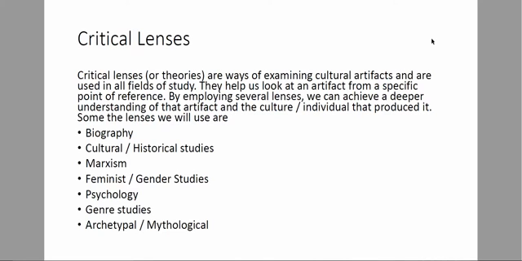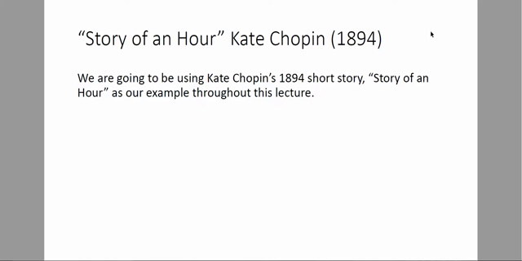So some of the lenses we're going to talk about today as we apply them to Kate Chopin's The Story of an Hour are the field of biography, cultural and historical studies, Marxism, sometimes called economic studies, feminist and gender studies, psychology, genre studies, and we'll look at it from archetypal and mythological perspectives. So let's get started. The Story of an Hour was written by Kate Chopin and published in 1894. And this is the example that we're going to be using throughout the lecture.